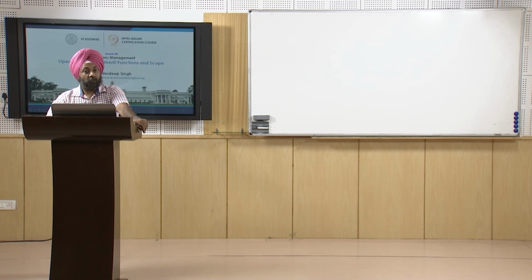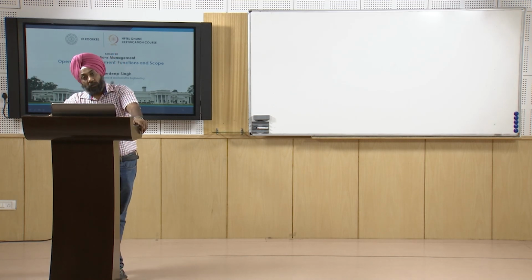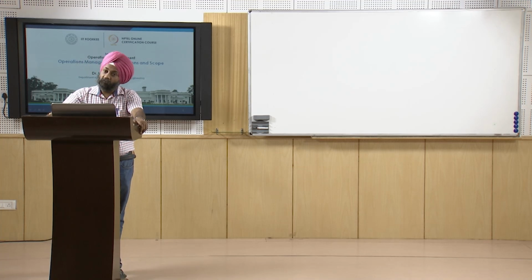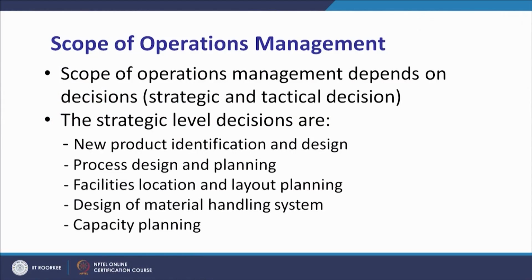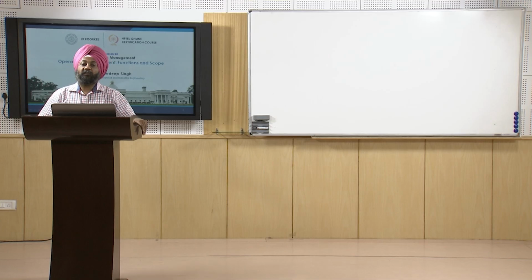If you remember session 1, we have seen that in week 2 of our course we will focus on product design and development. So that is well within the scope of this course of operations management. The strategic level decisions are new product identification and design, process design and planning, or we can say production planning and control, that also we are going to cover in this course.